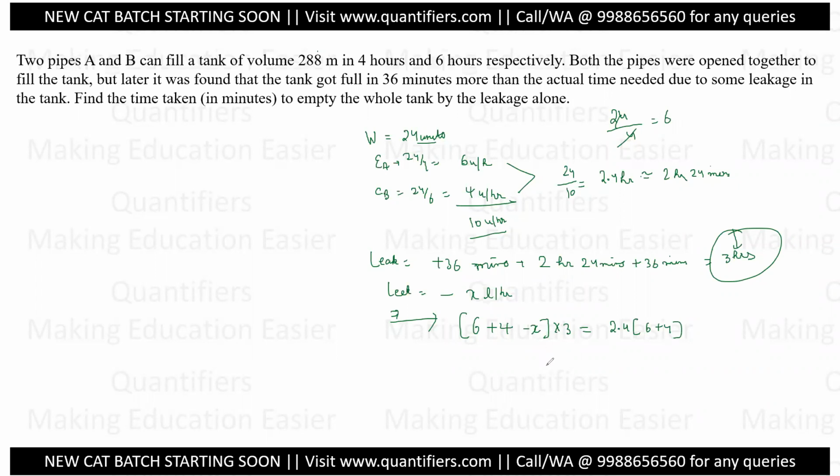So 10 minus x, solving it, you will get x as 2. So the work assumed is 24 and the negative efficiency is 2 units per hour. Then the time taken to empty by the leak would be 24 by 2, 12 hours, which if you write the answer as 12, you will not get any marks because the answer is 720 minutes.